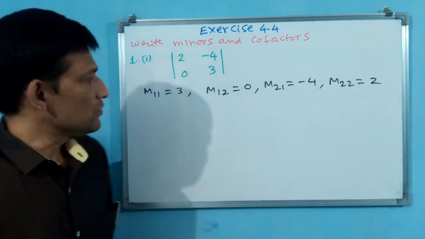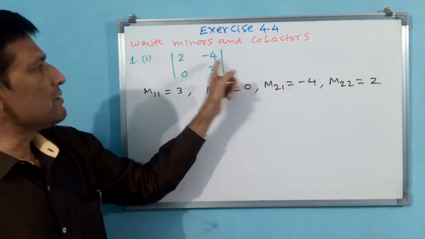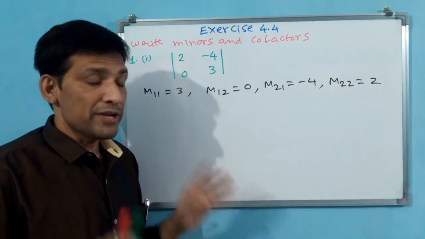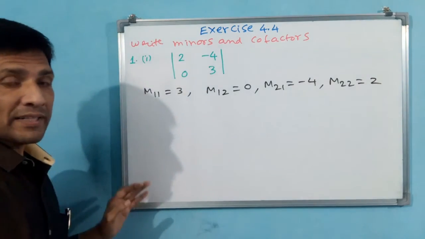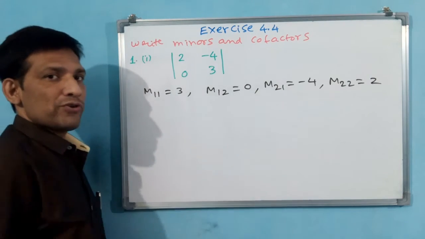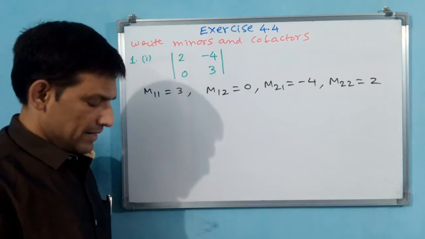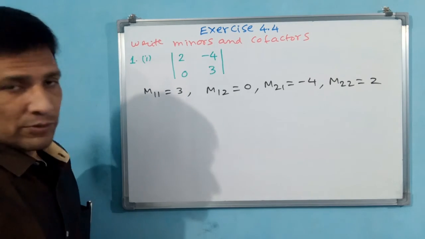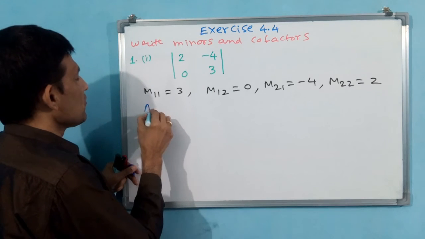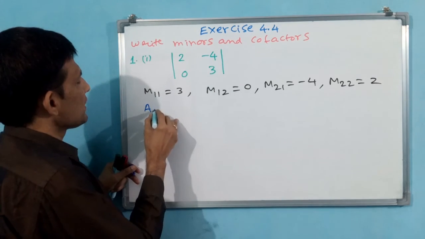Now you see here, -4 means -4, like that only you are going to write. You are not going to change the symbol in minor. In cofactor, that is not the case. In cofactor, based on the position, you are going to change the sign. Let us do cofactors now.